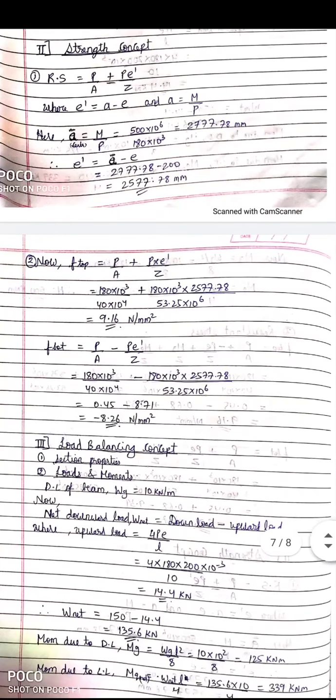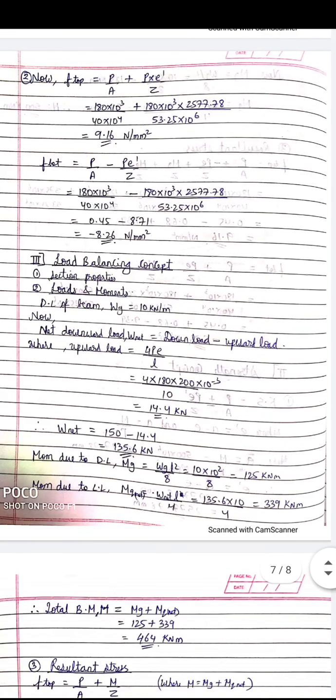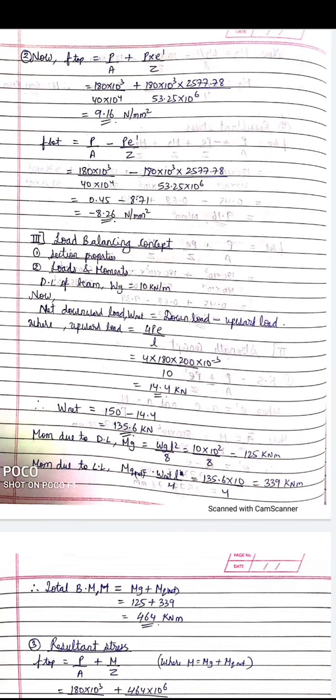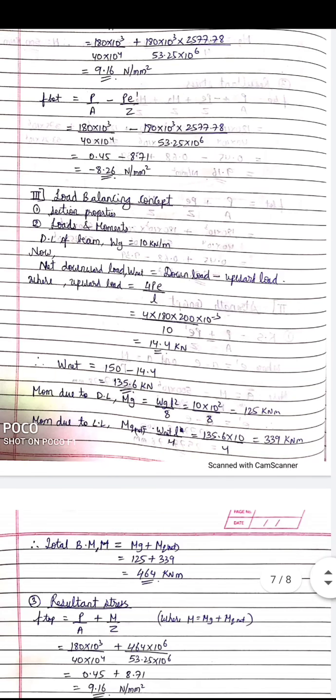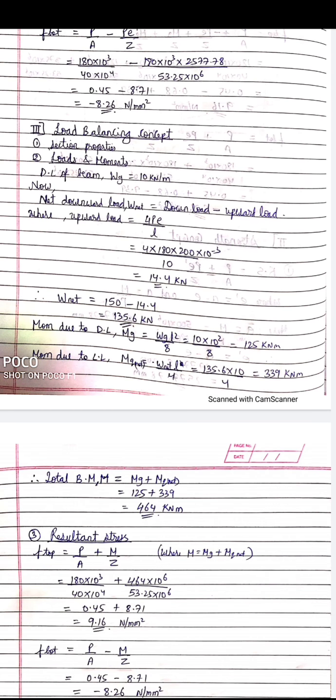Okay, so now we will go for the third method, that is the load balancing method. Again in this we will find out the section properties, which we have already done, then loads and bending moments. So dead load of the beam is given by 10 kilonewton per meter, Wg, and net downward load W net is downward load minus upward load. So upward load is given by, we have done in the theory, 4 into P into E upon L. So W net is downward load minus upward load. So 150 minus 14.4 becomes 135.6.